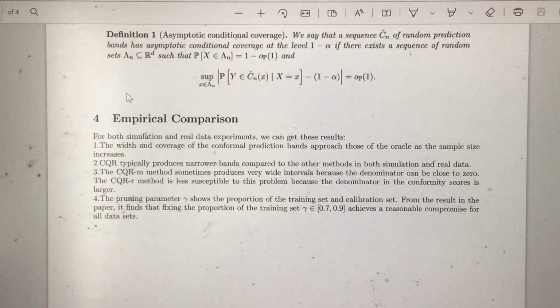So we can see these results. First, the width of the conformal prediction bands approaches that of the oracle as the sample size increases. Second, CQR typically produces narrower bands compared to other methods in both simulation and real data. Next, the CQRM methods sometimes produce very wide intervals because the denominator can be close to zero, but CQR is less susceptible to this problem because the denominator in its conformity scores is larger.